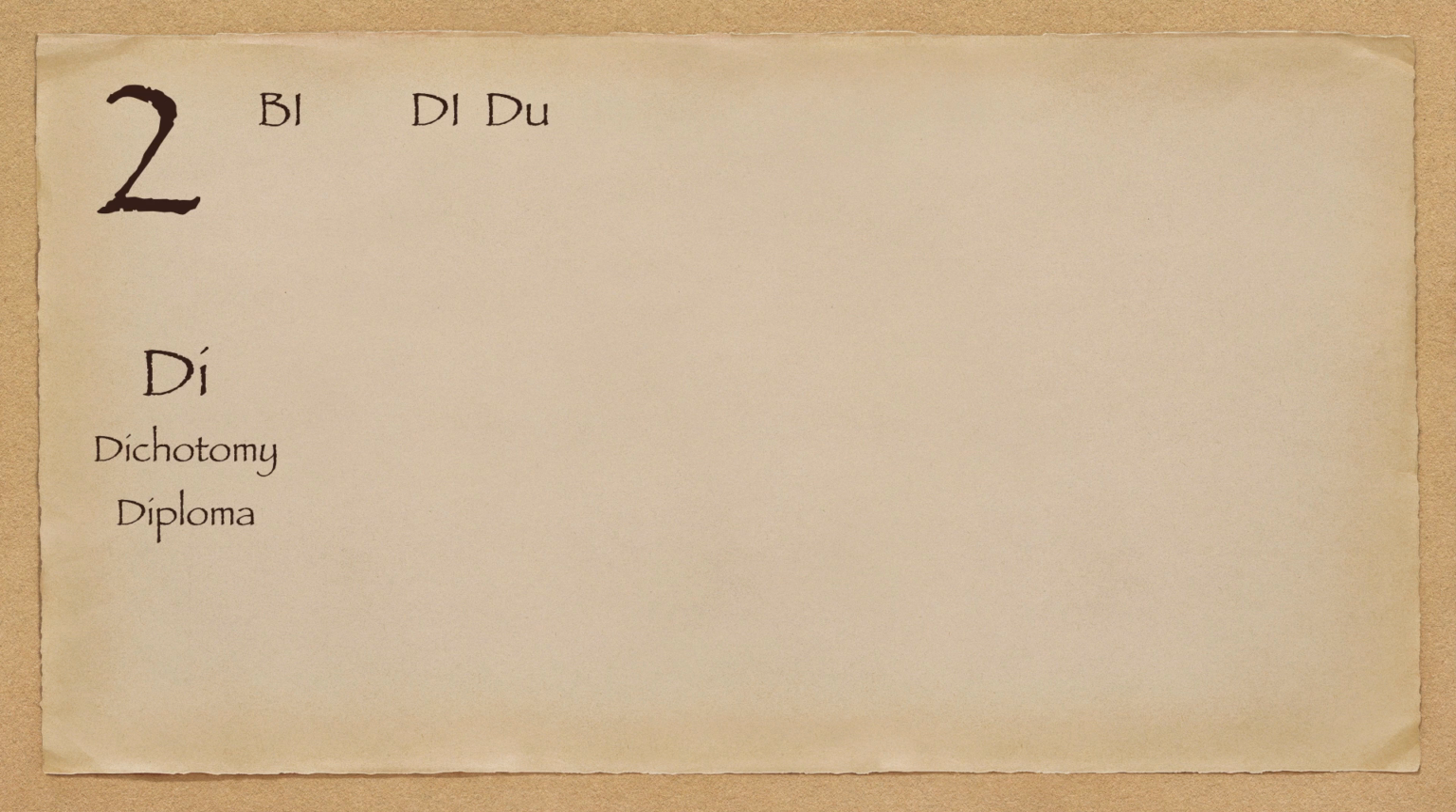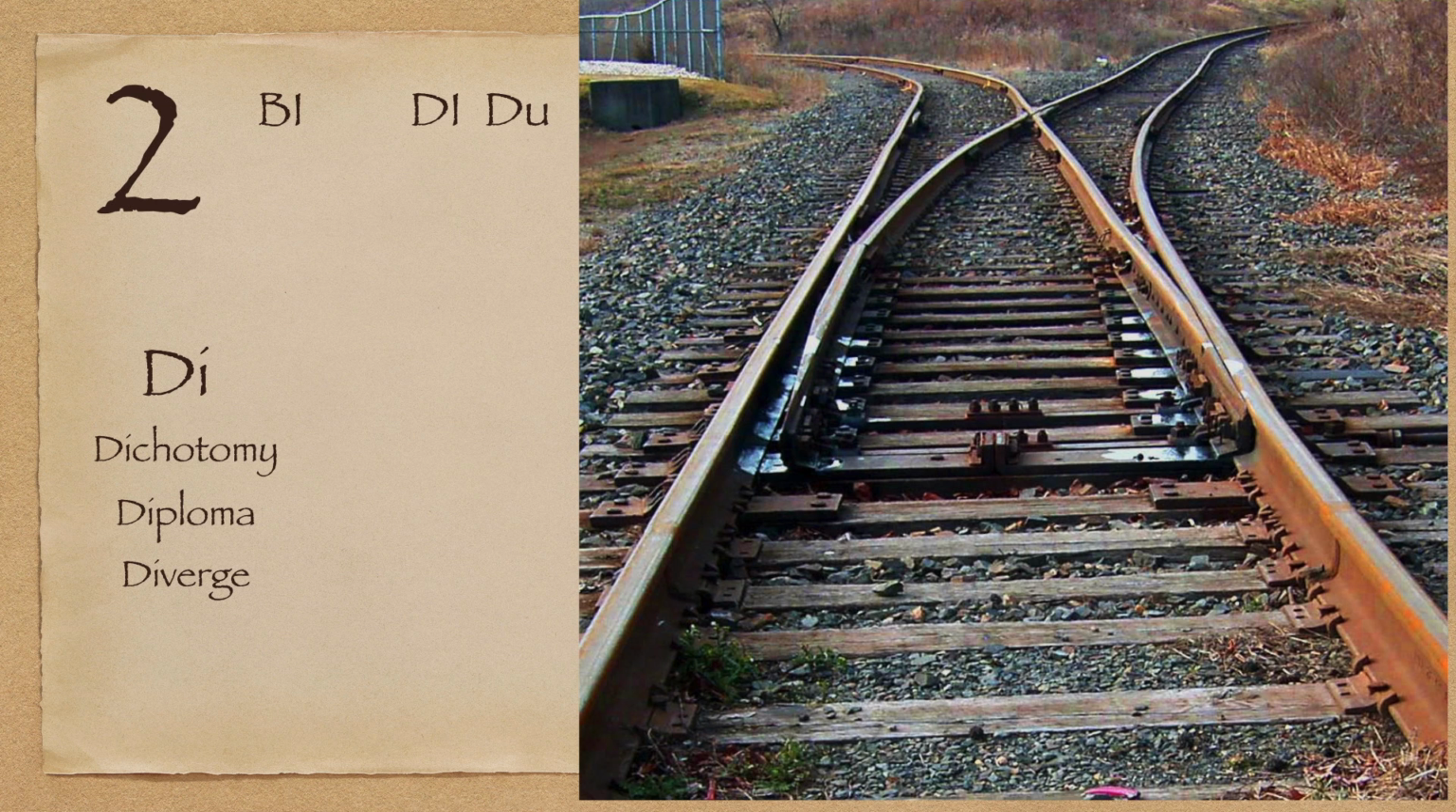Next up is diverge. Die is two, and verge is to turn. So when something turns into two, so let's say there is a path or a line which splits into two and starts going into different directions. So that situation is known as a divergence, or the verb is to diverge. When one thing splits into two, that is to diverge. Separate from another route and go in a different direction, right?